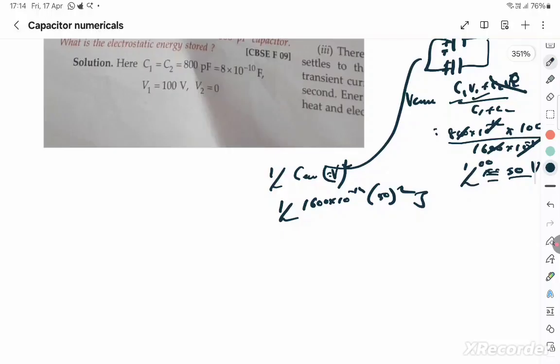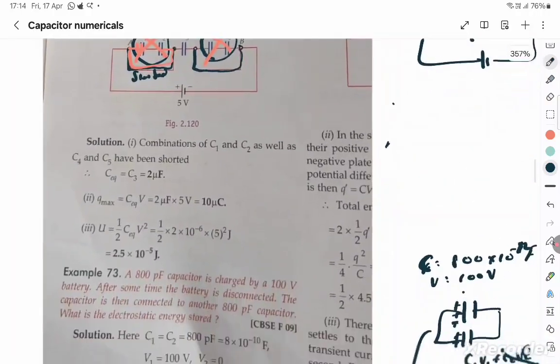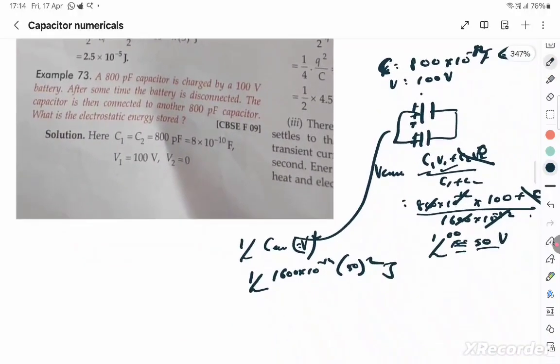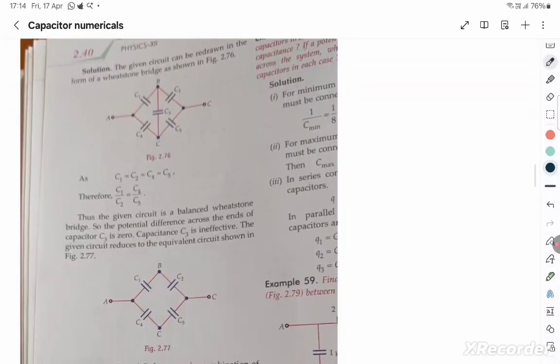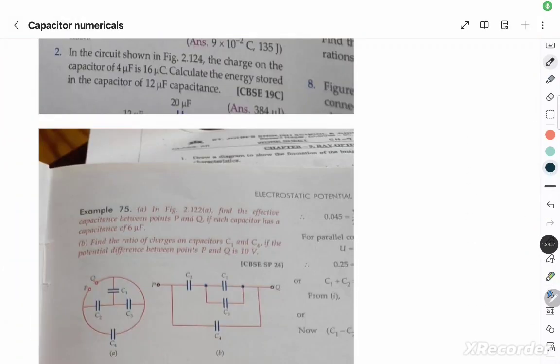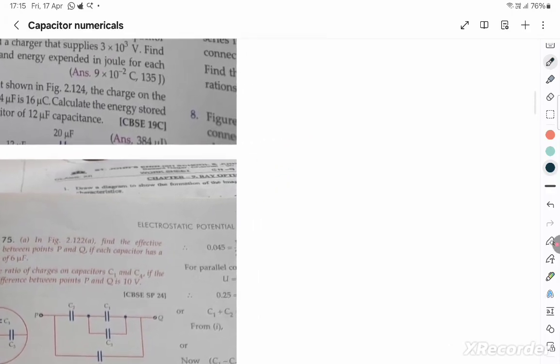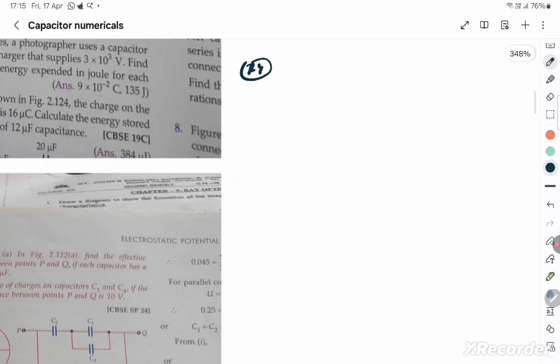Okay, so that's about the sum. That completes sum number 74 is done, 73 is done. Okay, let's go to sum number 74. I think I missed out sum number 74. I'll just tell you what sum number 74 is talking about.